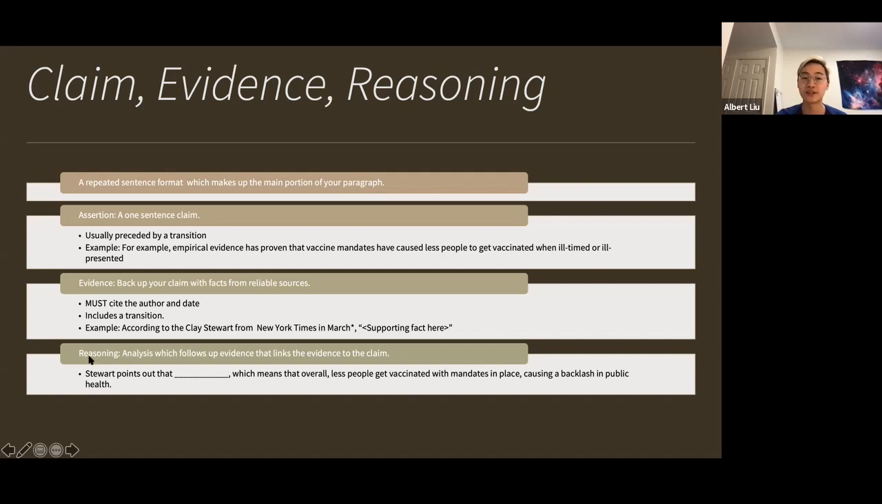After you have evidence, you want to have reasoning, or you want to follow up your evidence with analysis that links the evidence to the claim and even impacts it. So Stewart points out that the evidence means that overall less people get vaccinated with mandates in place, causing a backlash in public health. And so that kind of just sweetly wraps it up and impacts it. So backlash to public health is the main impact, which links it back to the assertion.